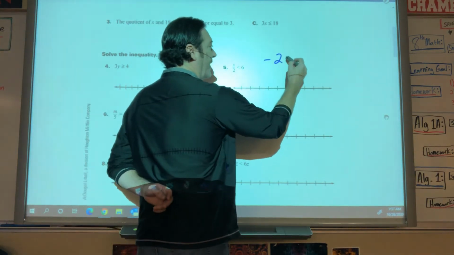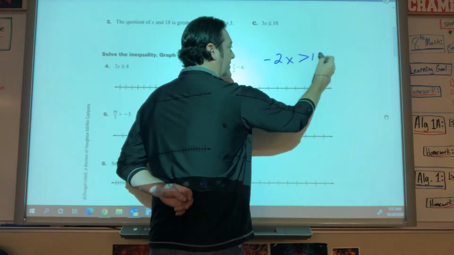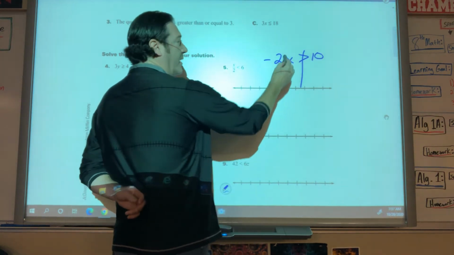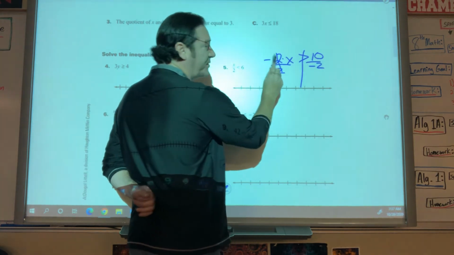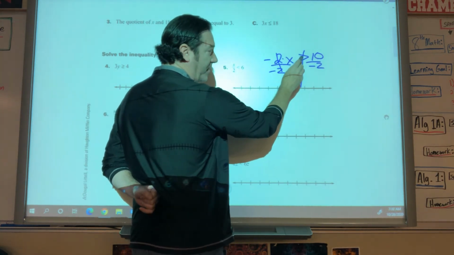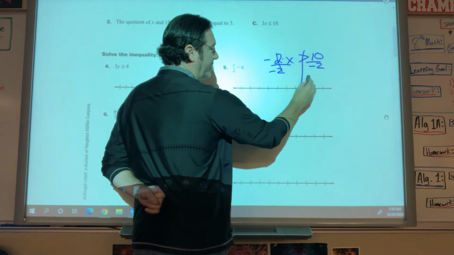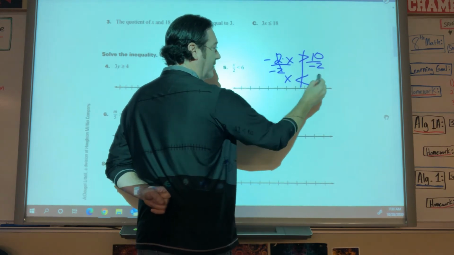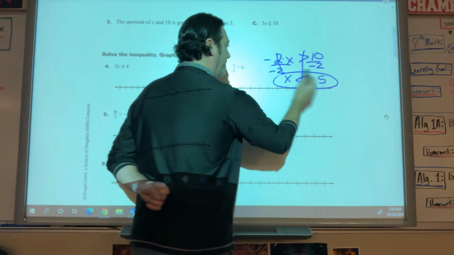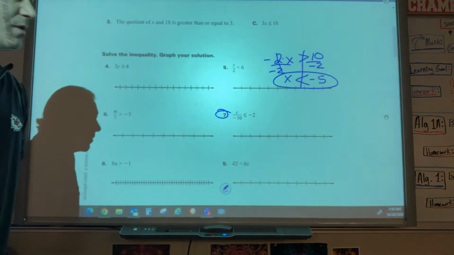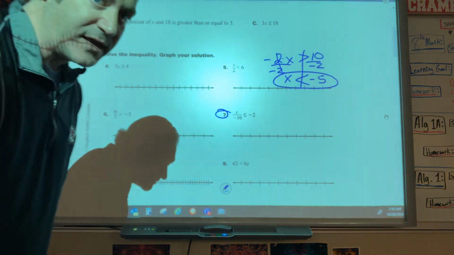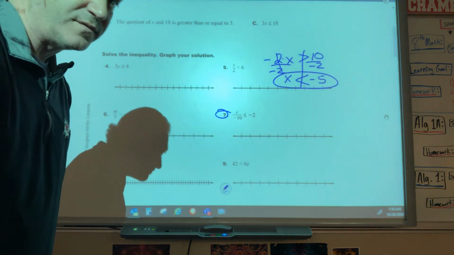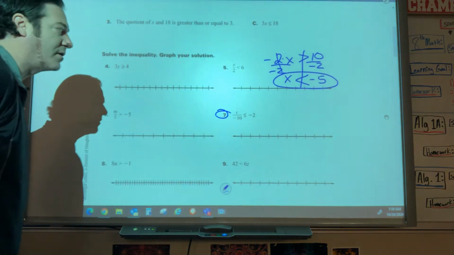So example, if I have negative 2x is greater than 10, right? To get rid of that negative 2, I divide it out. Whenever I multiply or divide by a negative, I flip the inequality sign. So it's a greater than sign, I flip that now to a less than sign, okay? So that's the one thing you want, not subtraction. Doesn't matter if the end is negative, but if you multiply or divide by a negative, flip that inequality sign.